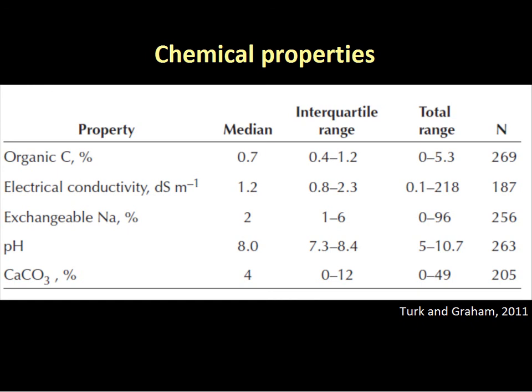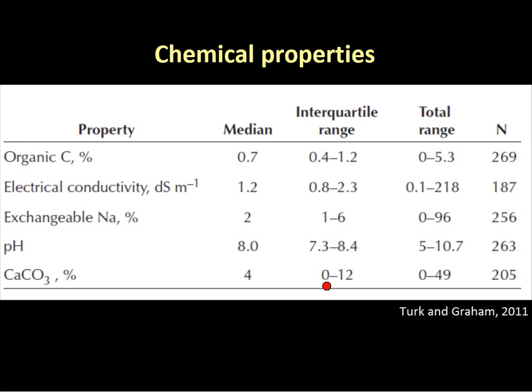Next, these are chemical properties of the vesicular horizons, again from the NRCS databases. First, organic carbon. The median content was 0.7%. Electrical conductivity median was 1.2. Exchangeable sodium percentage was 2%. So these were mostly non-saline, non-sodic soils. The pH median was 8, and the calcium carbonate median was 4%.